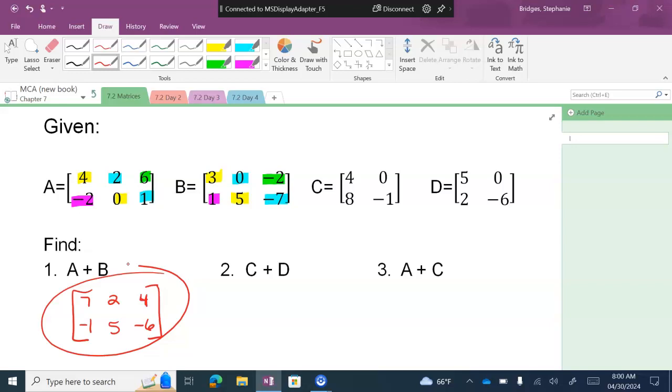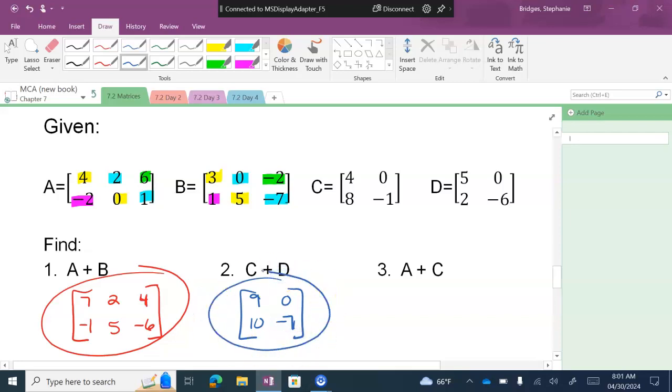Can I add C and D together? Are they the same size? Yep. All right, so let's see. 4 plus 5 is 9. 0 plus 0 is 0. 8 plus 2 is 10. -1 plus -6 is -7. Does that look good?